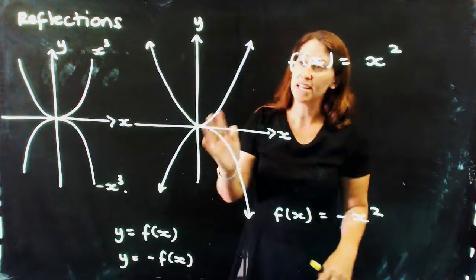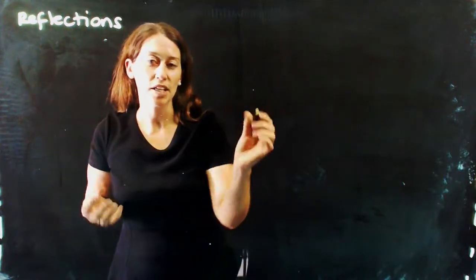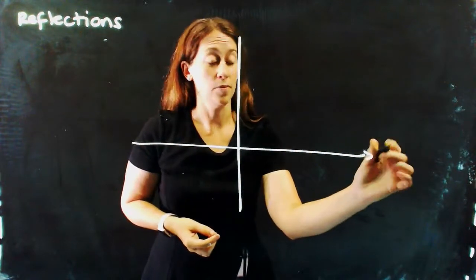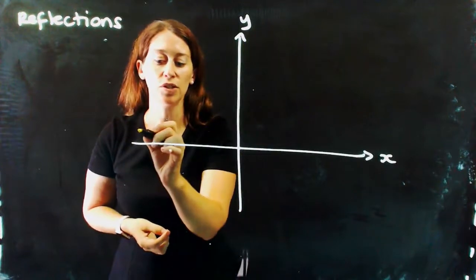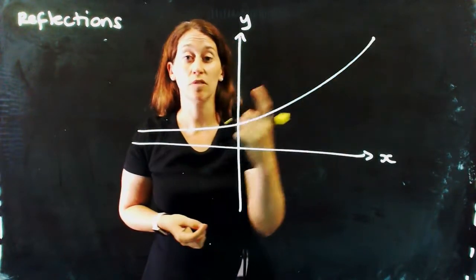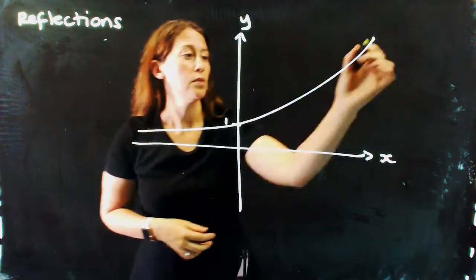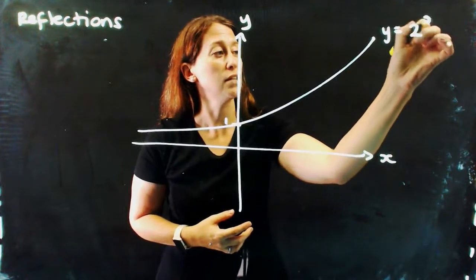Let's have a look at how we reflect in the y-axis. For this one I'm going to draw an exponential graph. I'm actually going to make it a bit bigger. I'm just going to do 2 to the power x, which is a good one. Now we should know that exponentials have one intersection on the y-axis. This one's at 1, because 2 to the power 0 is 1. So this is the graph of y equals 2 to the x.